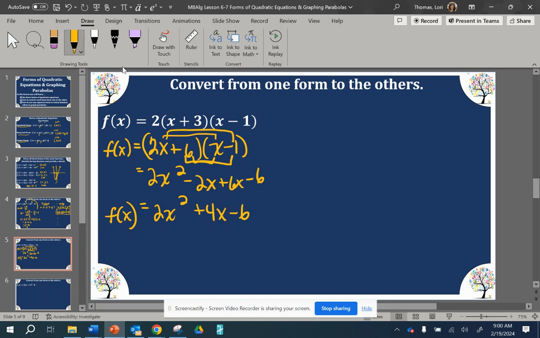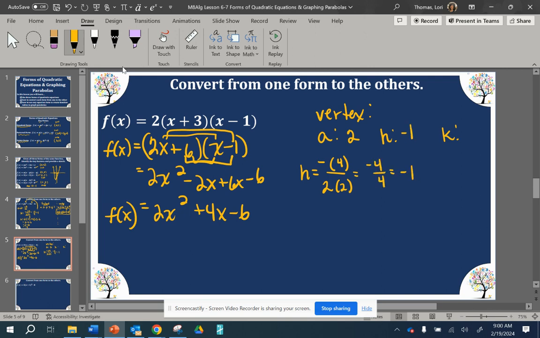Now that I have standard, I'm going to convert it to vertex. With vertex, we need an A, we need an H, and we need a K. Our A value is 2. To get the H value, we're going to use the formula of negative B over 2A. So we have negative from the formula times the B value divided by 2 times our A value. This gives us negative 4 over 4, which is negative 1. Our H value is negative 1.